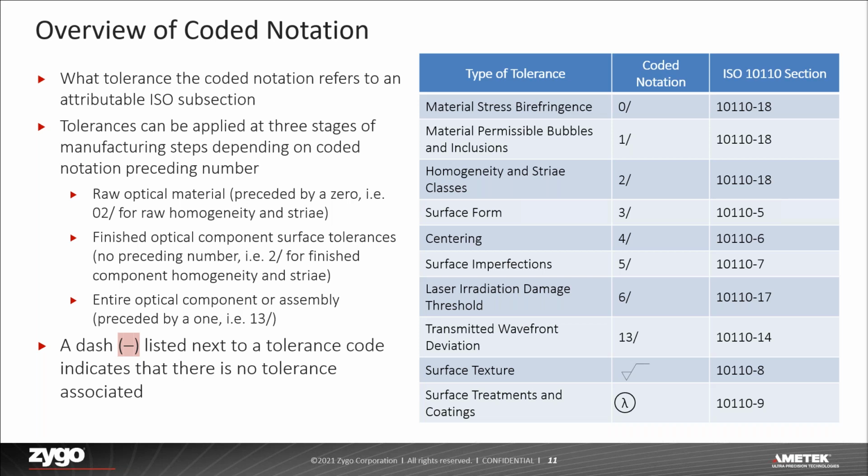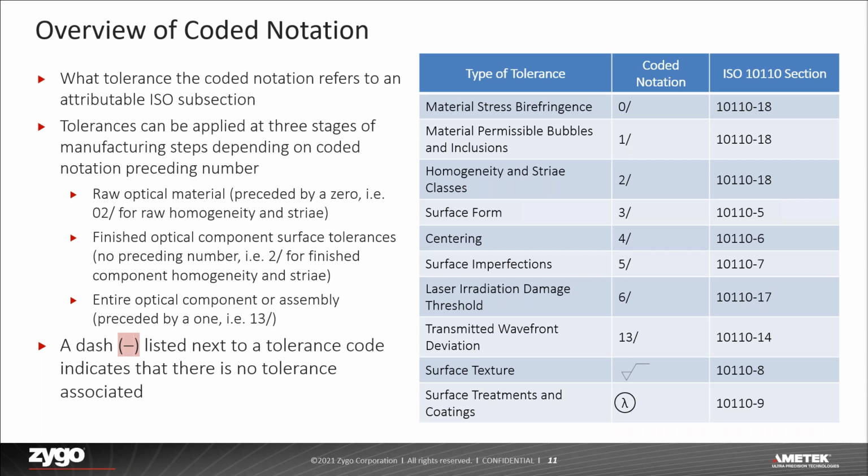The 4/ is used for centering or wedge of the optical component. The 5/ is for surface imperfections or scratch and dig. The 6/ is used for specifying the laser damage threshold. Preceding the tolerance by either a 0 or a 1 can change the level at which a tolerance should be applied. A preceding 0 looks at raw material tolerances, and a preceding 1 looks at system level tolerances.